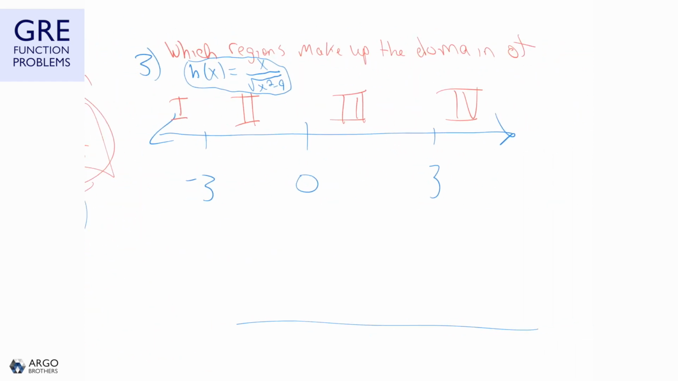All right, so now let's try the third problem. So which regions make up the domain of h of x equals x over the square root of x squared minus 9? So take some time to try that and then come back.